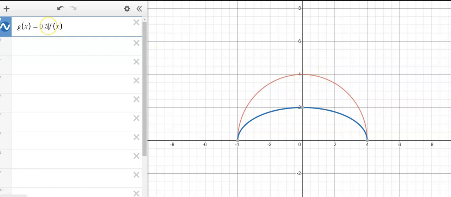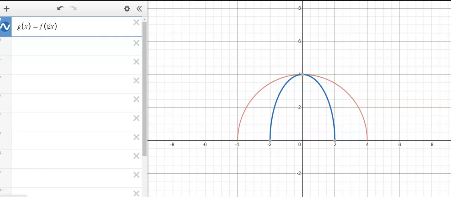Now let's look and see what happens when we do the same things inside the function. So what if I multiply by 2 inside the function? This is going to affect the x direction rather than the y direction. So think in your mind what you think is going to happen if I multiply by 2 inside the function. Were you thinking that the graph would get twice as wide? No, it gets half as wide.